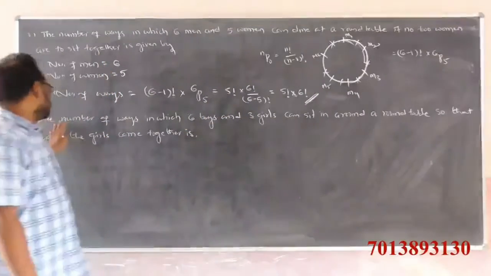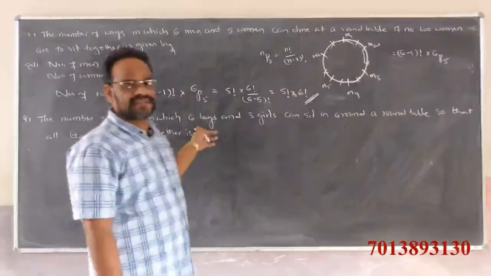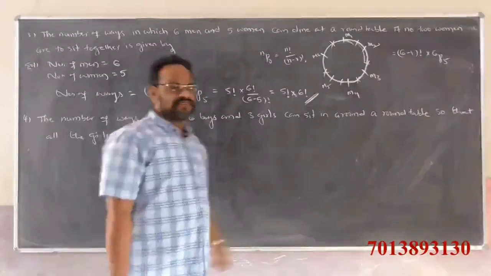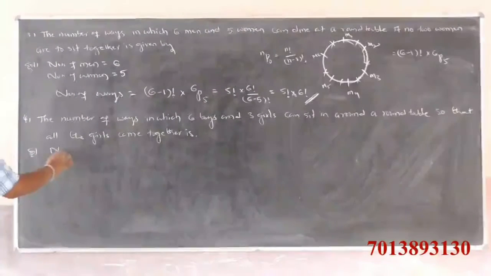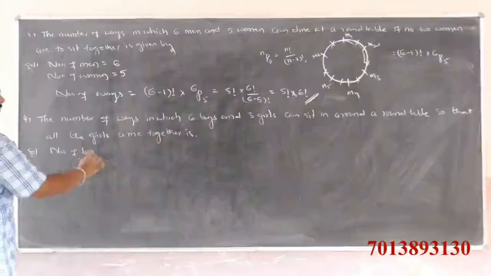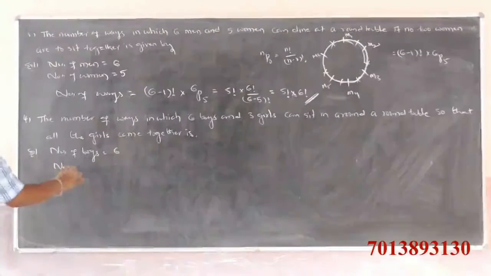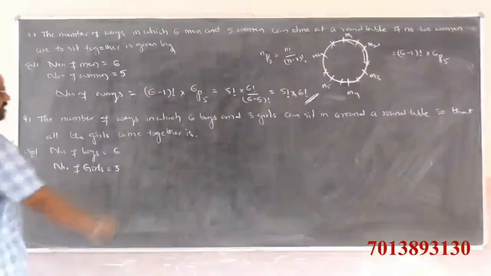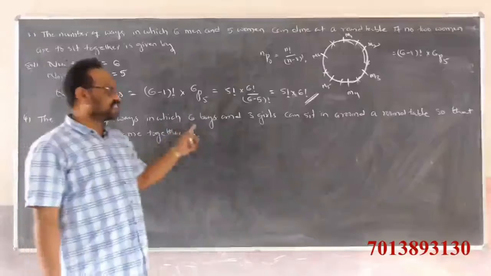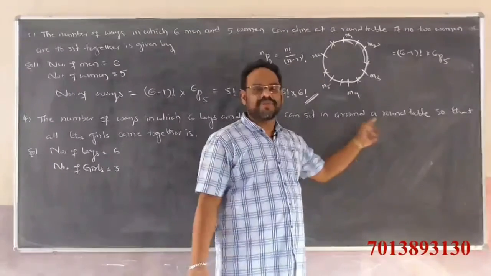Next question. The number of ways in which 6 boys and 3 girls can sit around a round table. The number of boys is clearly 6, and the number of girls is clearly 3. We want the number of circular permutations around a round table.